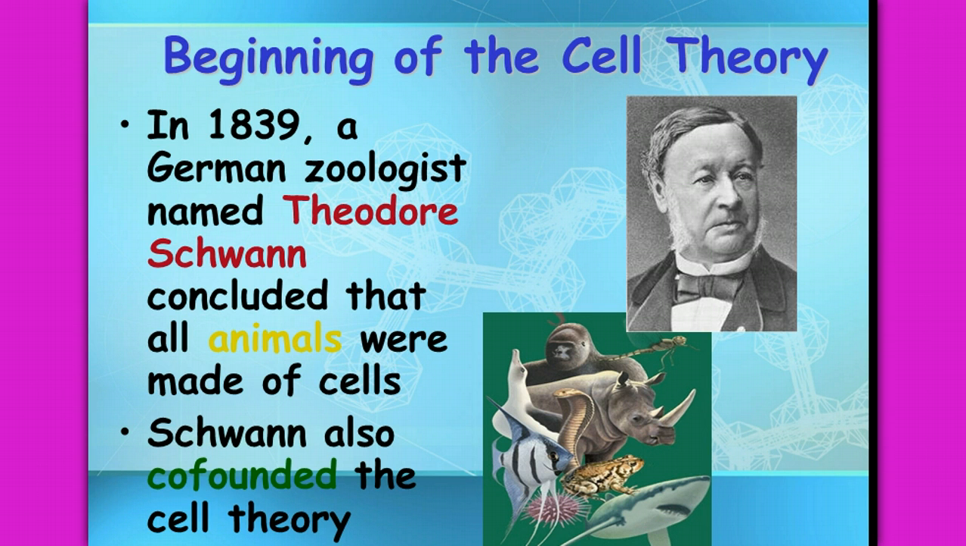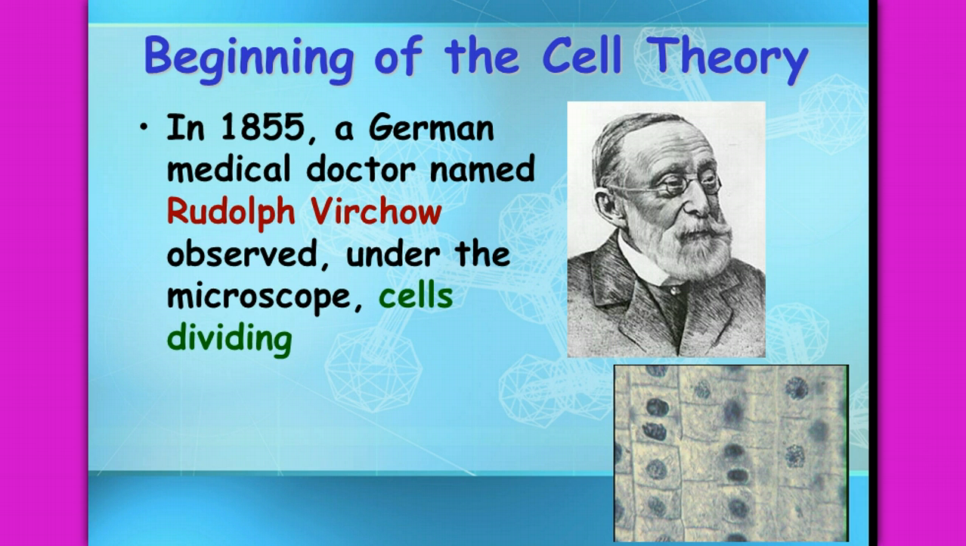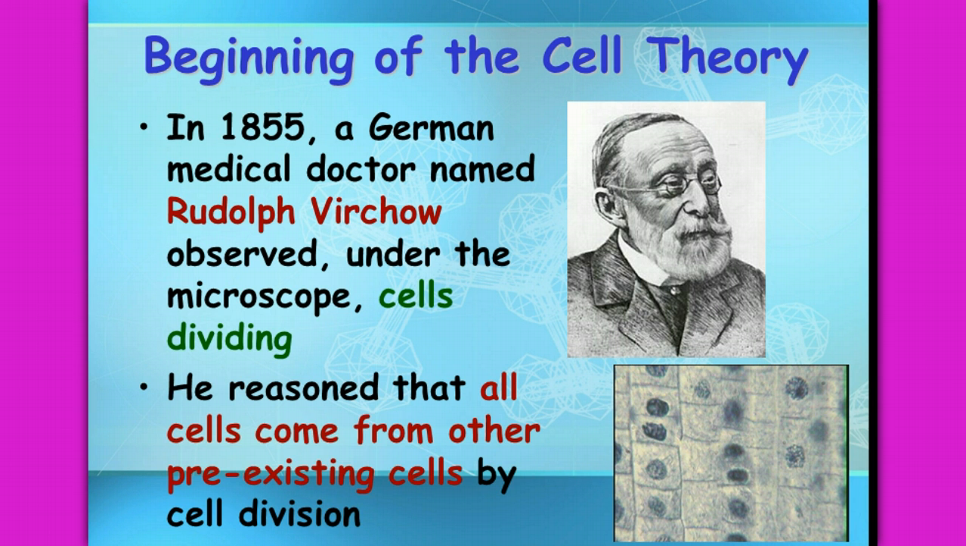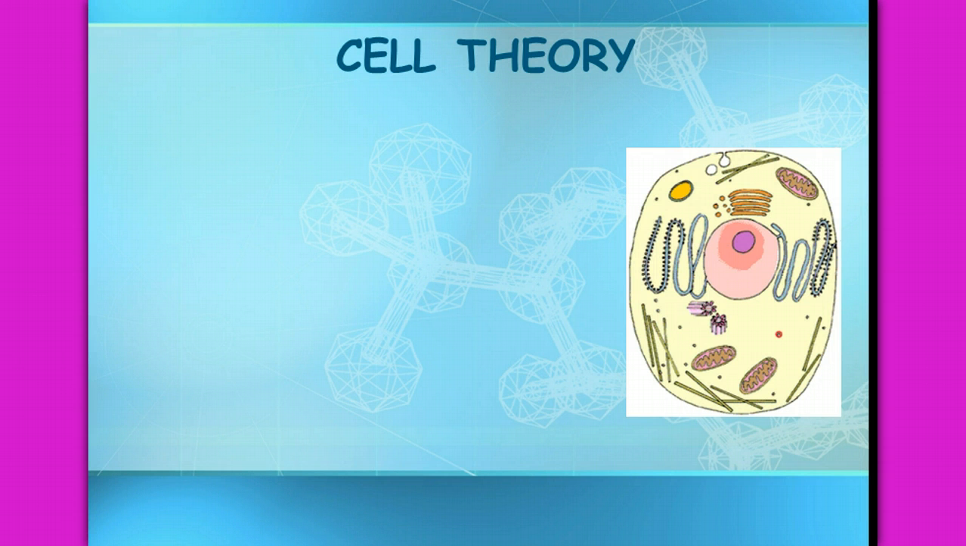So Schwann is also considered a co-founder of the cell theory. So this was the beginning of the cell theory. Now in 1855, based upon those two discoveries, a medical doctor named Rudolf Virchow observed under the microscope cells actually dividing. And over here we can see these are the nuclei of those individual cells. And he reasoned that all cells come from other pre-existing cells by cell division. So this is the cell theory.